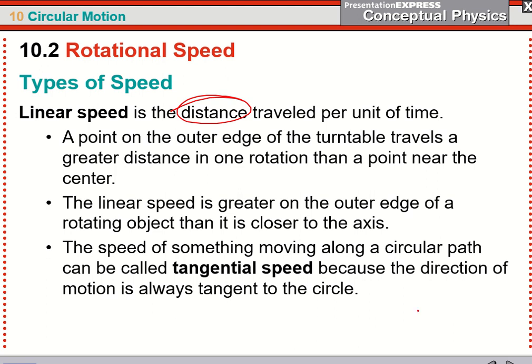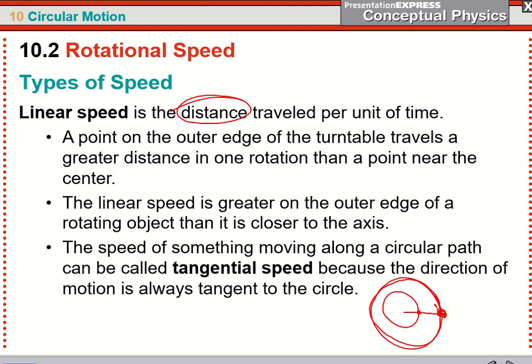So if I'm on the outer edge, I might go like 6 meters to go around. If I'm closer, I might only go like 3 meters around. We're spinning together, so we both go around in the same amount of time. This one has a greater linear speed because it's going more meters in the same amount of seconds.